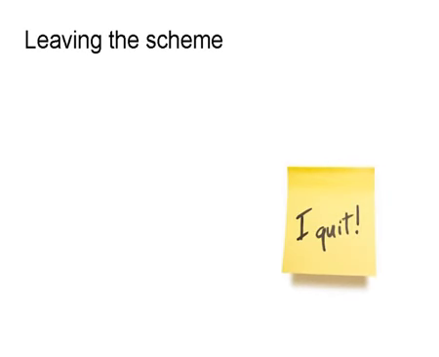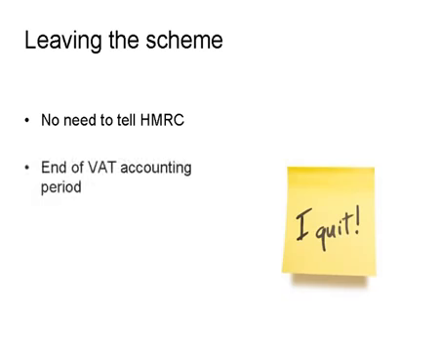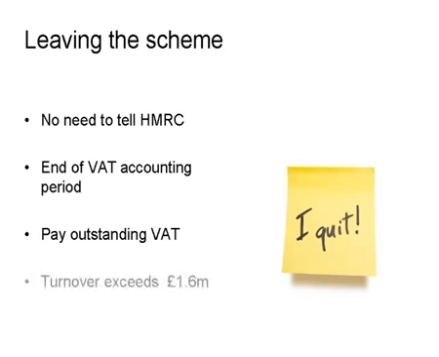If you decide that the scheme is no longer for you, or you're no longer eligible to use it, then you don't need to tell us. You should leave the scheme at the end of a VAT accounting period, and you must pay any outstanding VAT, whether your customers have paid you or not. You can ask for an extra 6 months to pay this, though. HMRC can ask you to leave the scheme if you're misusing it, or if your turnover goes over £1.6 million.